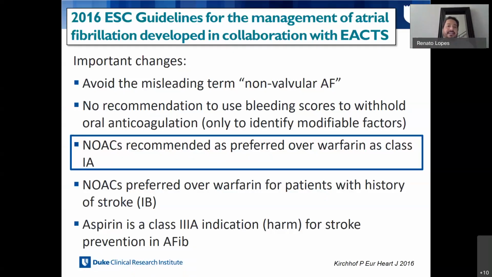The 2016 guidelines and now the 2020 just published 2 weeks ago clearly recommend NOACs over warfarin as a class 1A. So there is no question that today, in 2020, NOACs are a preferred option over warfarin based on everything I just said and based on the amazing results that the NOACs compare to warfarin.